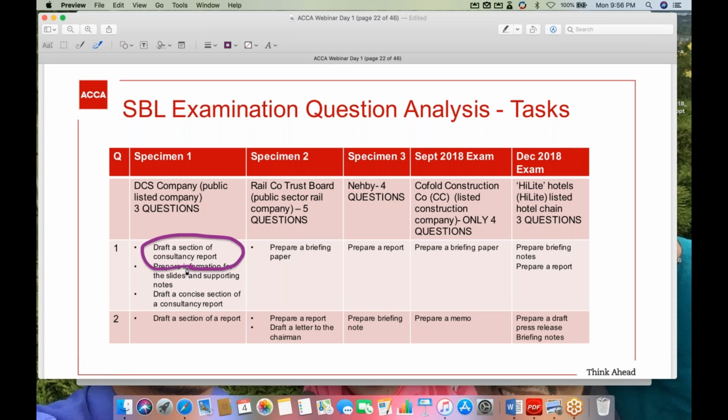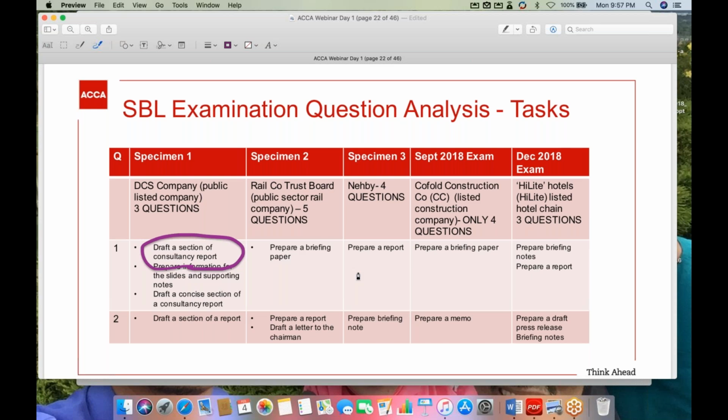So when it is a section of the consultancy report, it means you don't have to have the 'to' or 'from'. You may just need a heading, saying this is a draft section of a consultancy report. Then you will have the breakdown of your requirements in answering that particular section. Some ask you to prepare a briefing paper, so you need to know the full format of a briefing paper, and of a report, definitely.